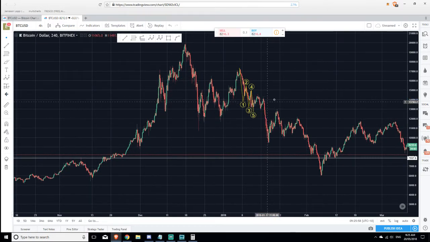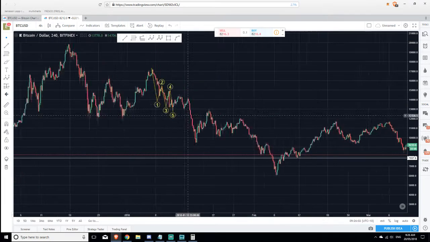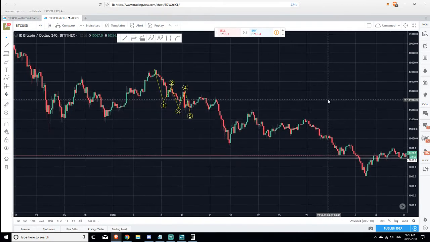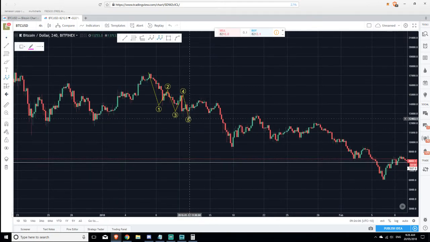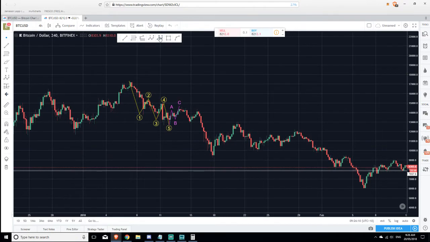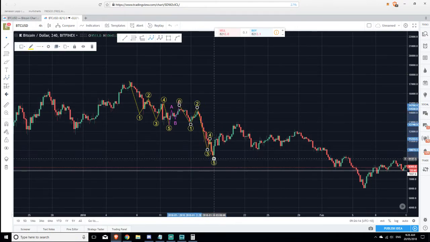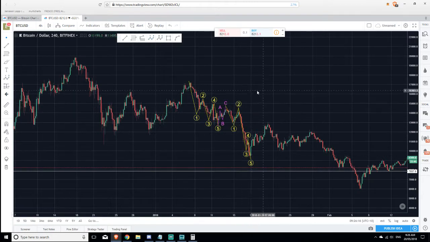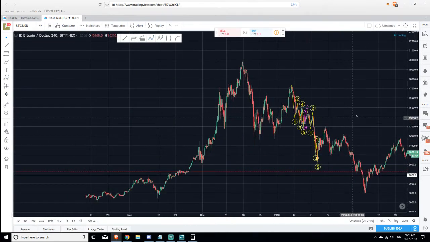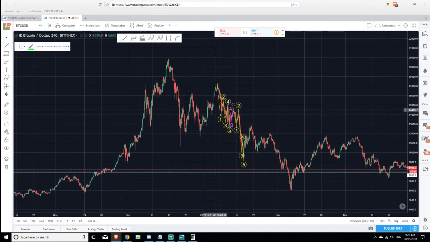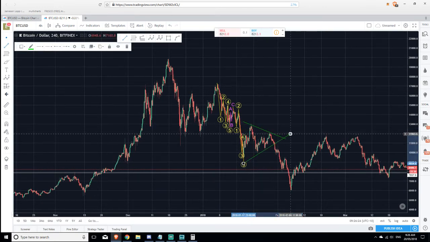Tell you what, this is probably more like a really complicated A, B, C. After which we had a 1, 2, 3, 4, 5. So 5, 3, 5. And then straight away, if I look back, we also notice that this is a massive C. This is a massive triangle. A, B, C, D, E.